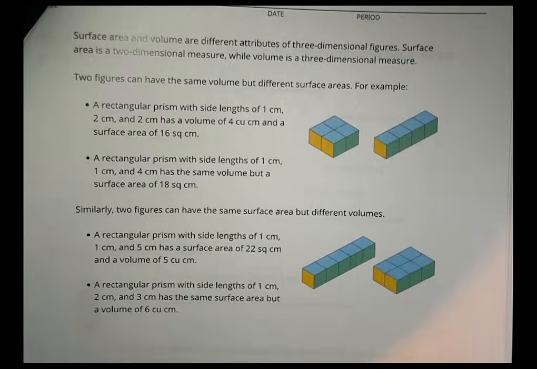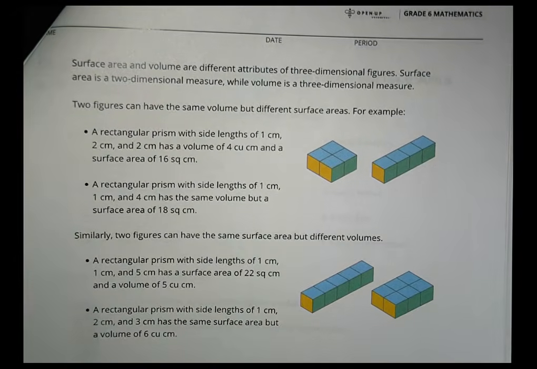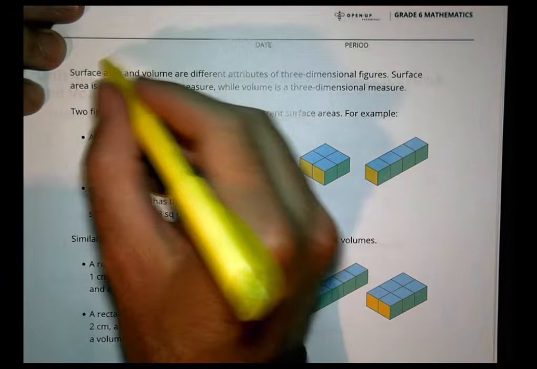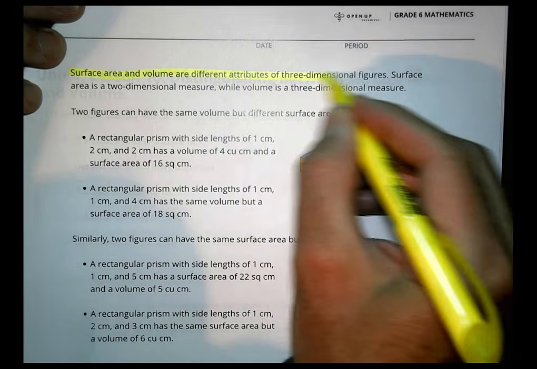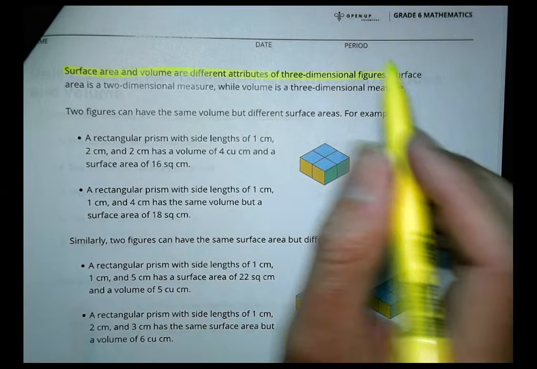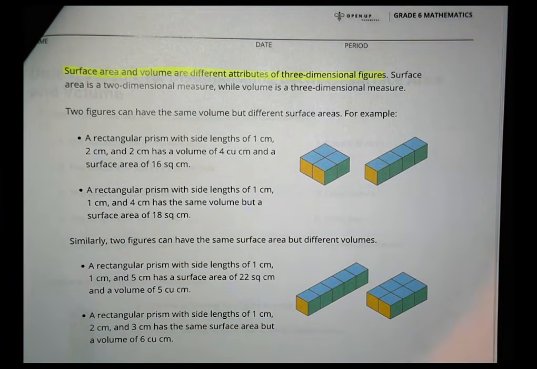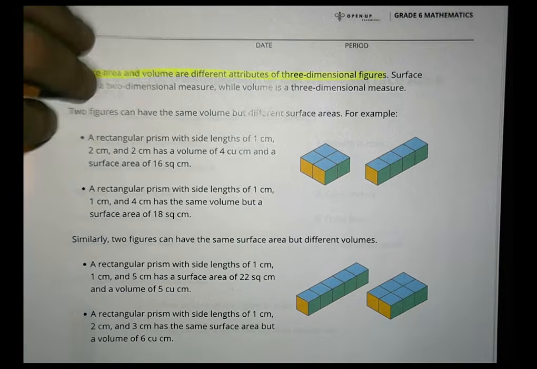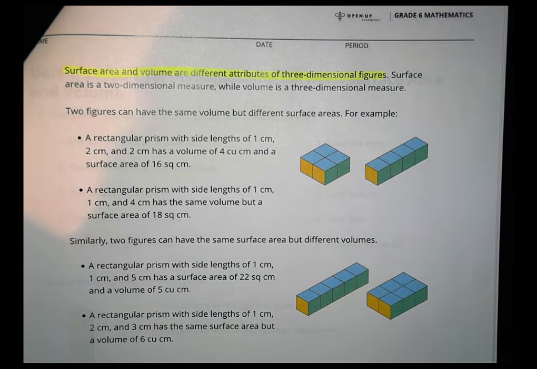And then the last part of the summary is just saying that surface area and volume are different attributes of a three-dimensional figure. So when you're working with a three-dimensional figure, you could be talking about surface area or you could talk about volume, and both of those are fine to talk about. All right, we're going to pause there. Let's give a moment to do your homework, and we'll come back and check it out in a minute.